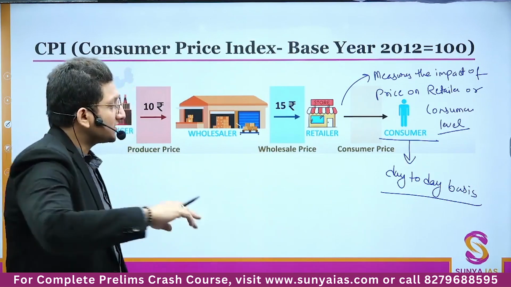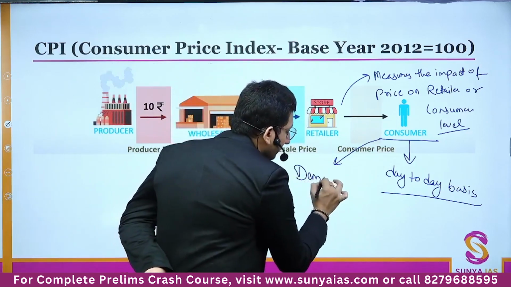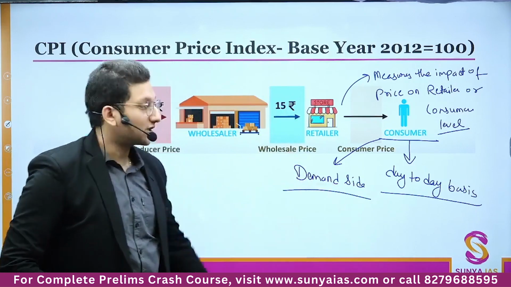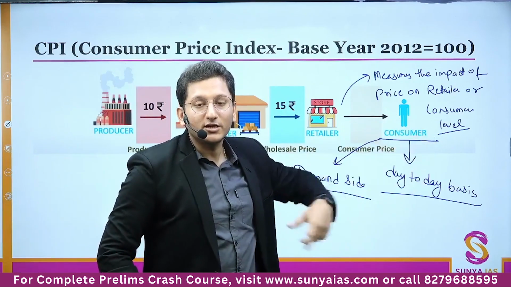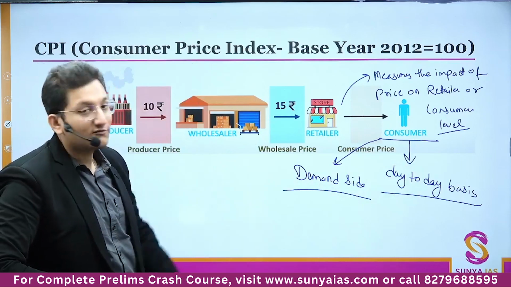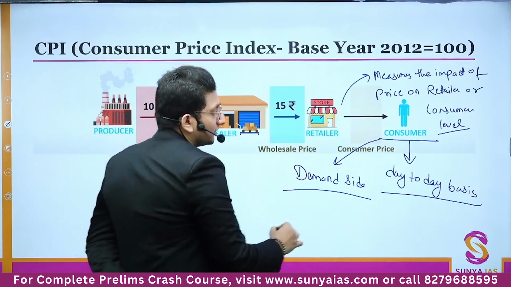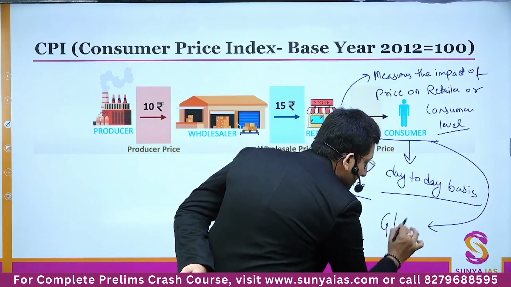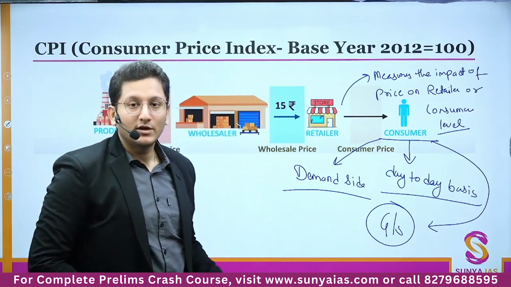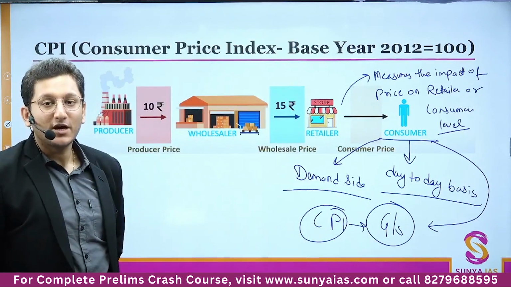right? And also can we say that this CPI captures the inflation from the demand side? Because who creates demand? The consumer. It's ultimately the consumer who is going to create the demand, right? So CPI is capturing the inflation from the demand side. Also, at this level both goods and services are involved, because the consumer is the ultimate person who is going to consume both goods and services. Getting? So CPI includes both goods and services.